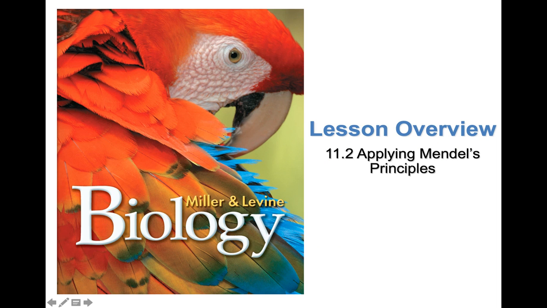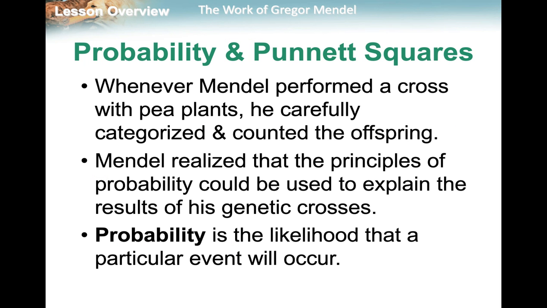This is section 2 of chapter 11, applying Mendel's principles. So the first thing we're going to talk about is the idea of probability and Punnett squares.